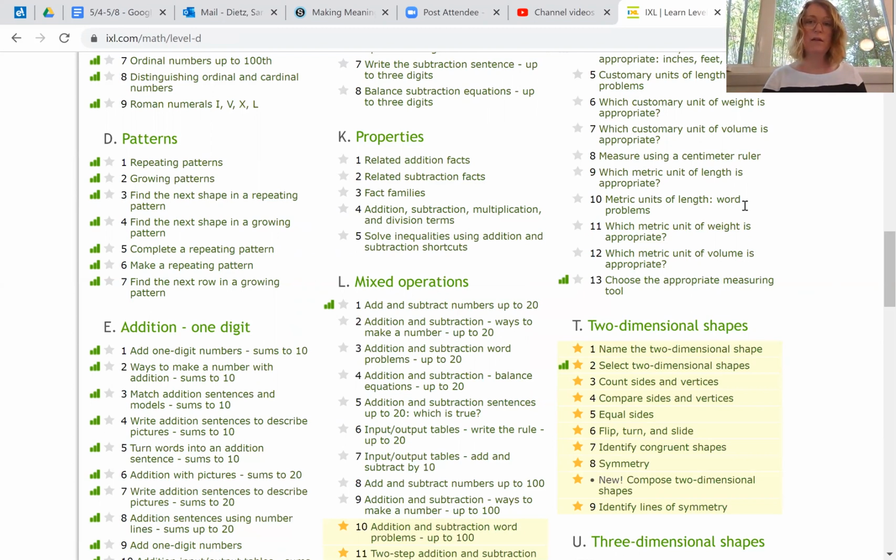Okay, well, this concludes our second lesson. Remember, you're drawing quadrilaterals in your math journal, and you're going to take a picture of it, and you're going to send it to me so I can see those cool shapes that you made. And I also want you to go on IXL and do Math Level D Section T.